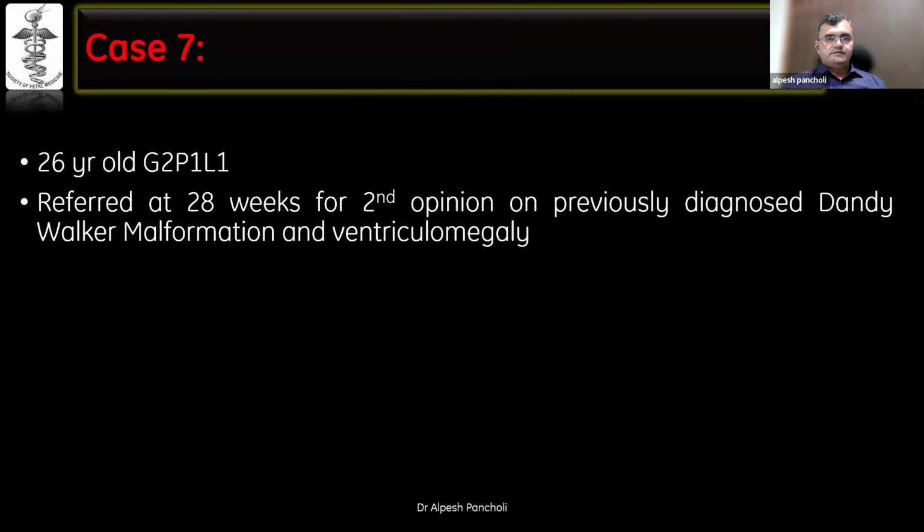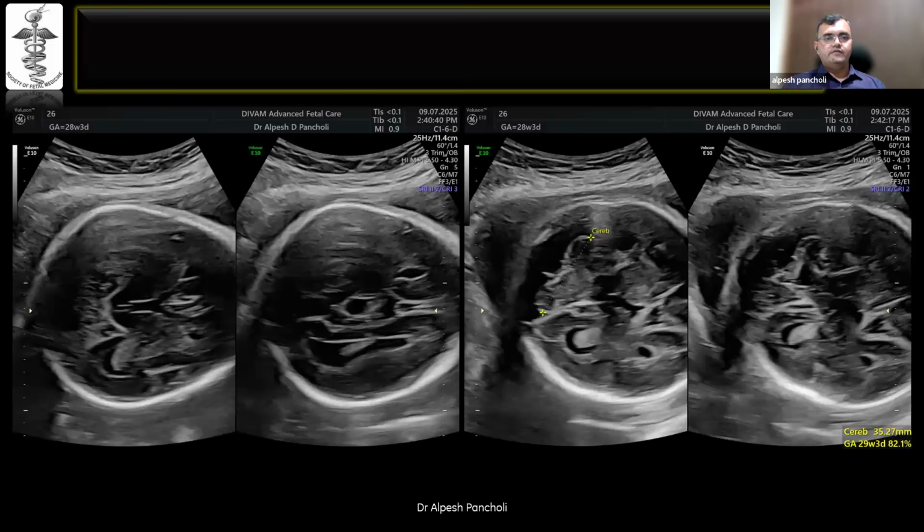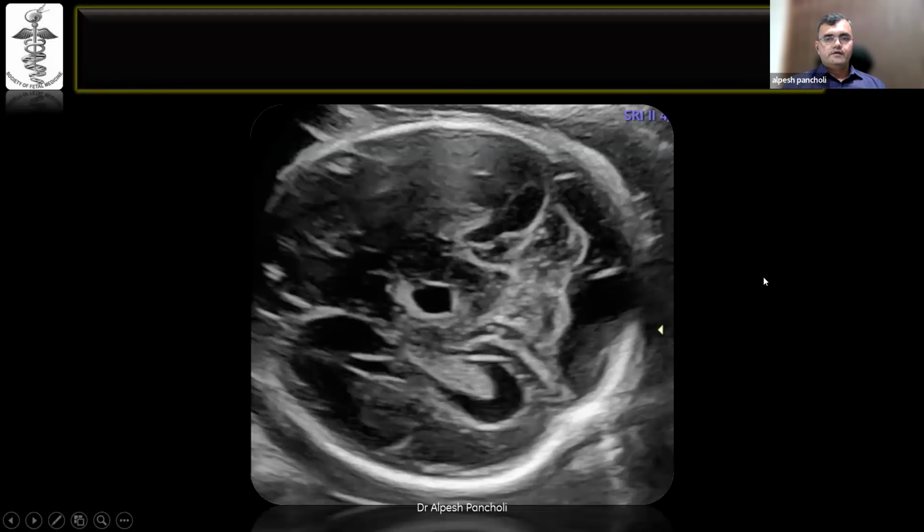Coming to case 7, a 26-year-old lady, G2P1, referred to me for a second opinion on a previously diagnosed Dandy-Walker malformation and ventriculomegaly at 28 weeks. Here we can see bilateral colpocephaly with the absence of CSP and a high riding third ventricle. But the cerebellum appeared normal with a normal vermis, but we can see there is a fluid space there.